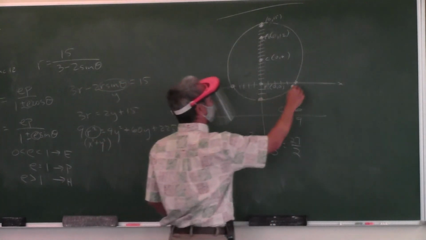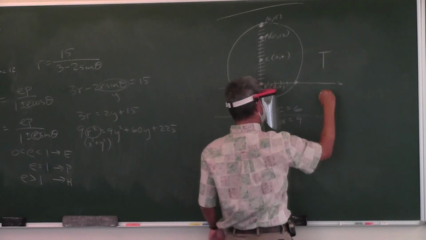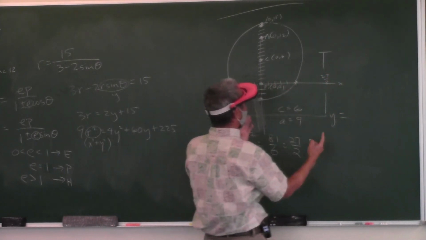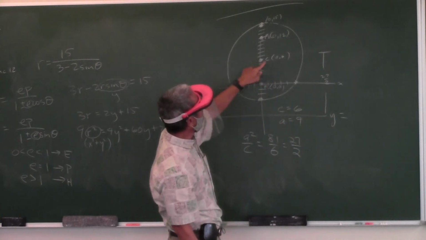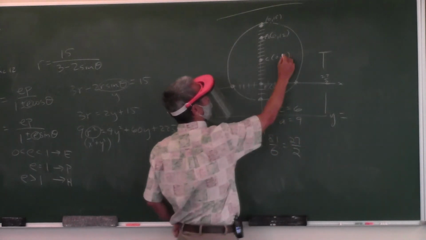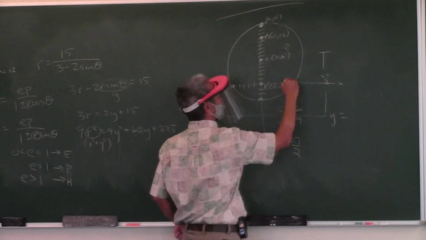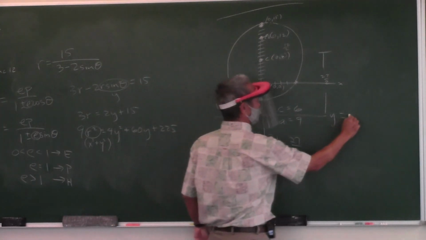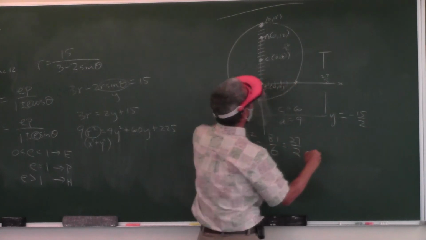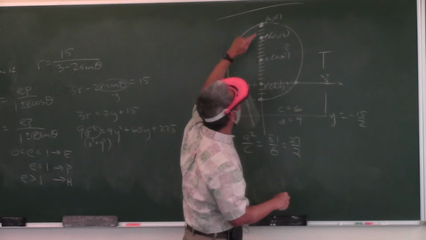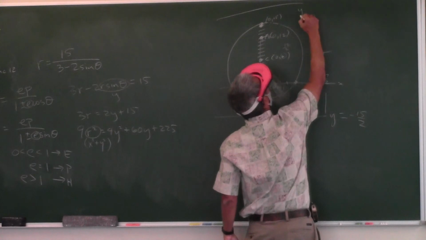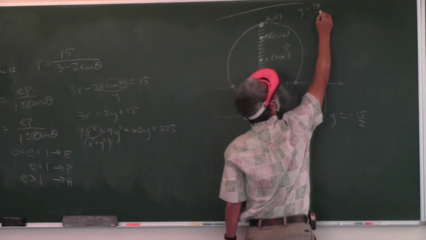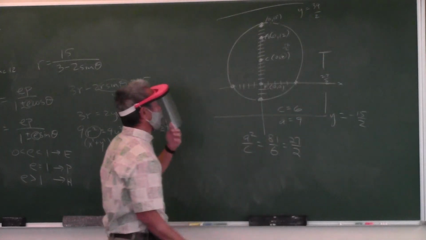Okay, let's see if we can do that. If this distance is 27 over 2, what's the equation of this directrix? Y equal, the y coordinate up here is 6, which of course is 12 halves. If I go 27 halves down, what are you going to get? Negative 15 halves. What if you go 27 halves up? Y equal 39 halves. And there you go.